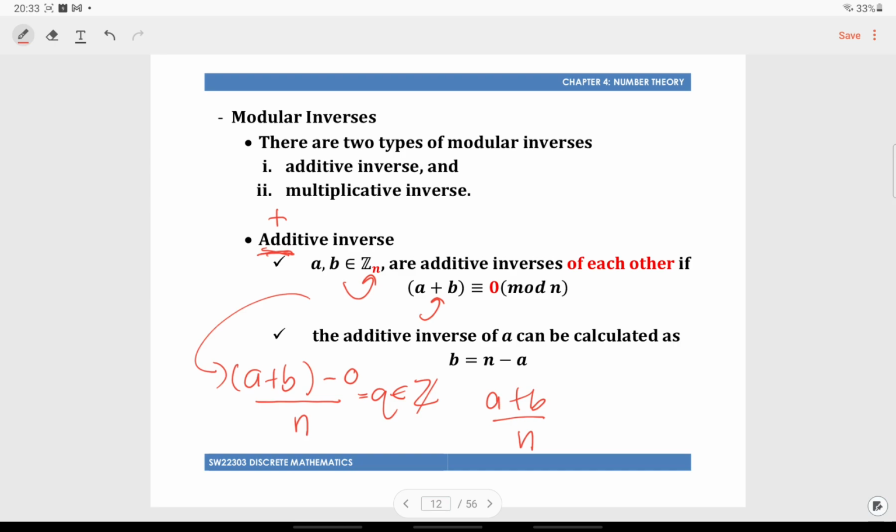To find the additive inverse of A, which is B, we can use this simple equation: B equals n minus A. If we are given one of the numbers, which we denote as A, we need to find B. B can be computed as B equals n minus A. Simple.